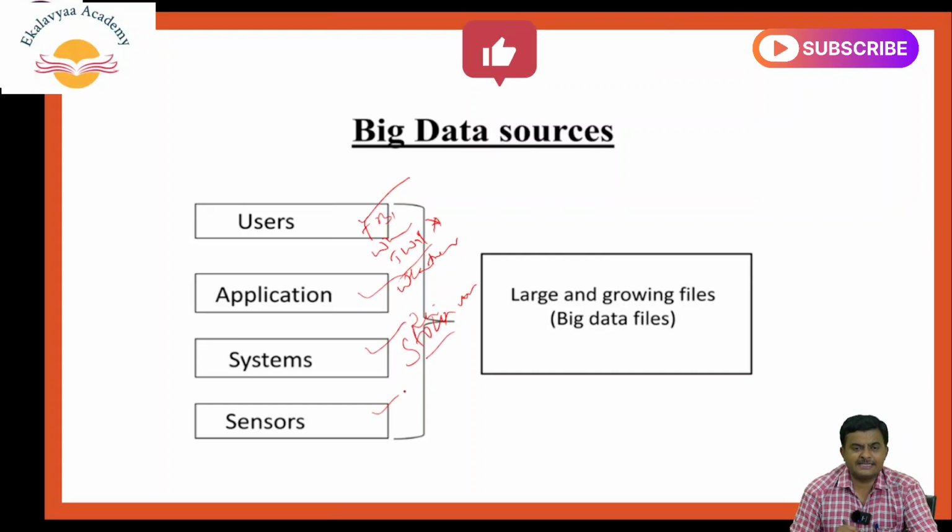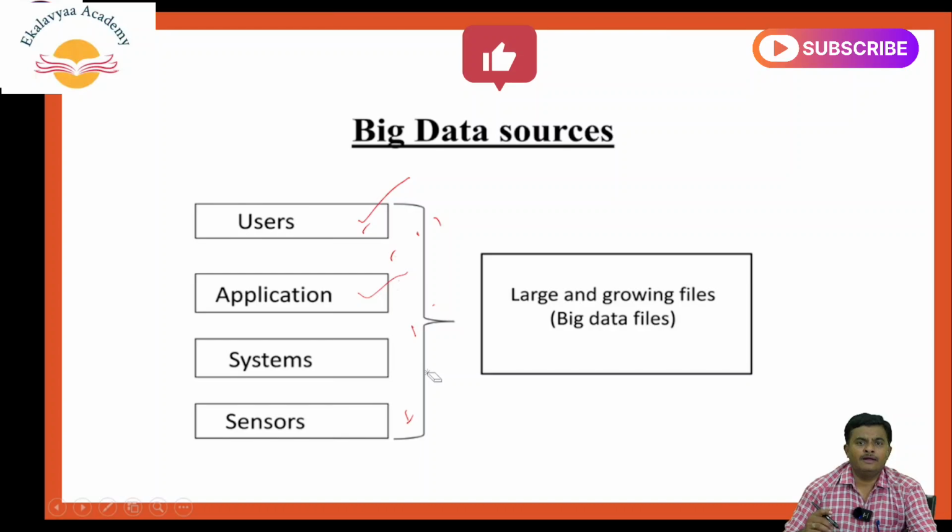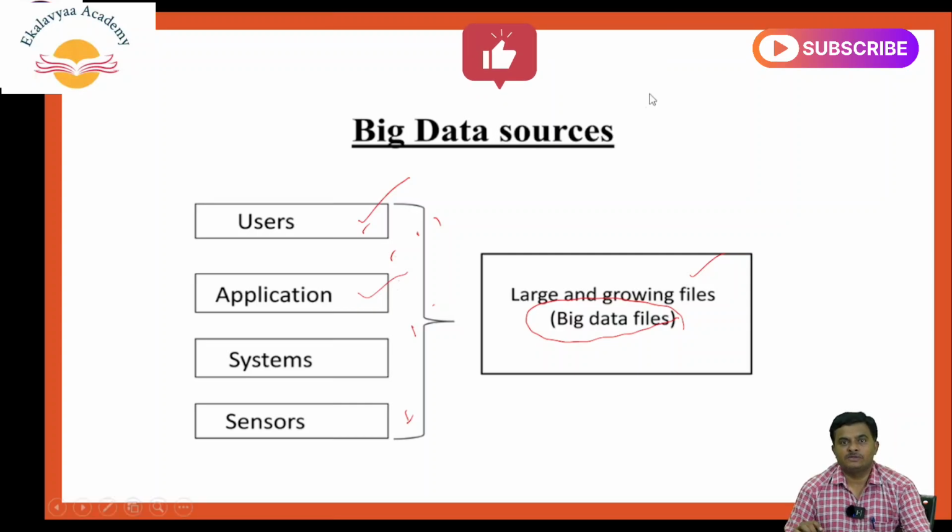And then sensors, like we might have heard about IoT, Internet of Things. All those devices that run on sensors continuously keep generating data. Okay, so these are some sources of big data. They are large and growing files, which we simply call big data files.